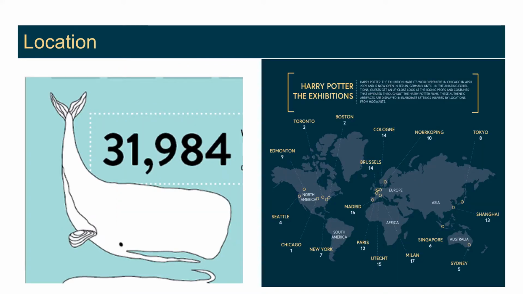Location as a form of visual potential can help viewers identify where things are. For my location display, I conveyed the global reach of Harry Potter's exhibition in the order they occurred in by positioning the exhibition sites as open circles on a world map.